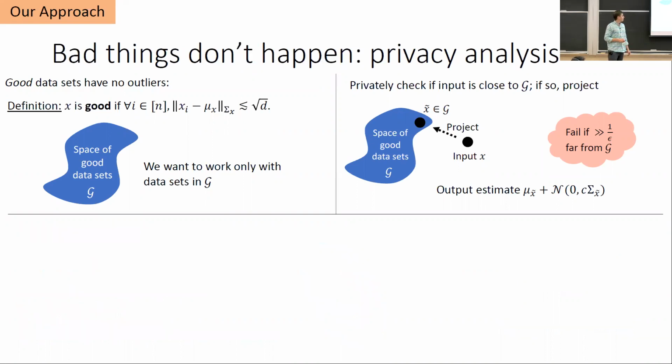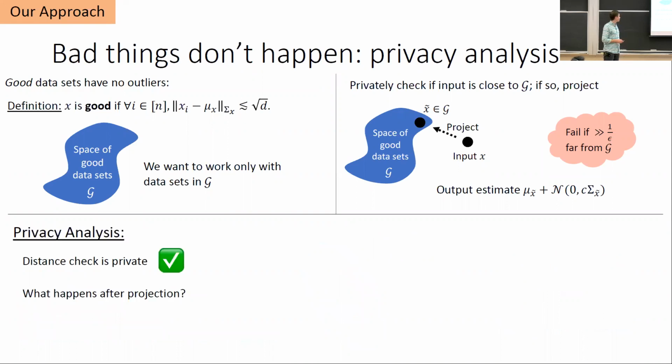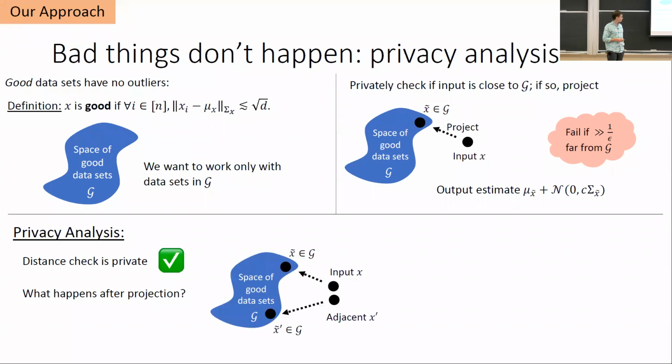Okay, the privacy analysis is a little bit more involved. So I claim that the distance check is private. That's pretty easy because it's a set in Hamming distance. But what happens when we do this projection? If I have an input x and an adjacent input x prime, when I project, I might actually increase the distances. My projection might cause these projected data sets to be even farther away than just one in Hamming distance.